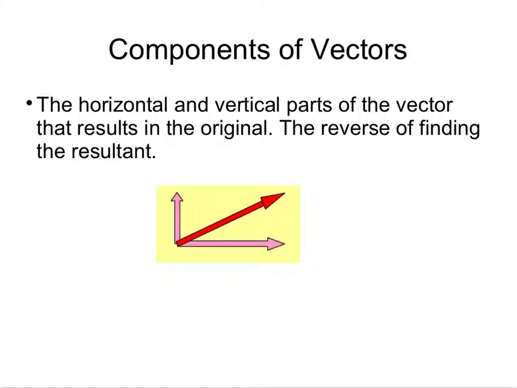Now the last thing we have to talk about with vectors is this notion of the components of a vector. The components of a vector, as we see here, are the horizontal and vertical parts of the vector that result in the original. It's sort of like the reverse of finding the resultant. So for example, here is this vector over here, and these two pink arrows represent the horizontal component of this red vector and the vertical component of the red vector. And there will be more examples of this in your reading.